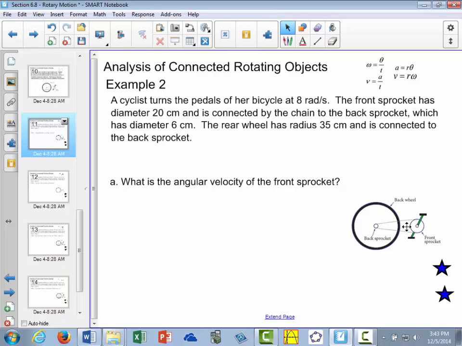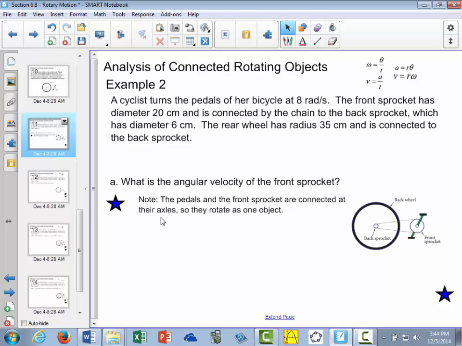Well, if we look at the diagram, we can see that this front sprocket is connected to the pedals. So if the pedals are turning at 8 radians per second, then any object that's connected and rotating at the same rate will have the same angular velocity. So the pedals and the front sprocket are connected at their axles, so they rotate as one object, which means that their angular velocities will always be the same, 8 radians per second.